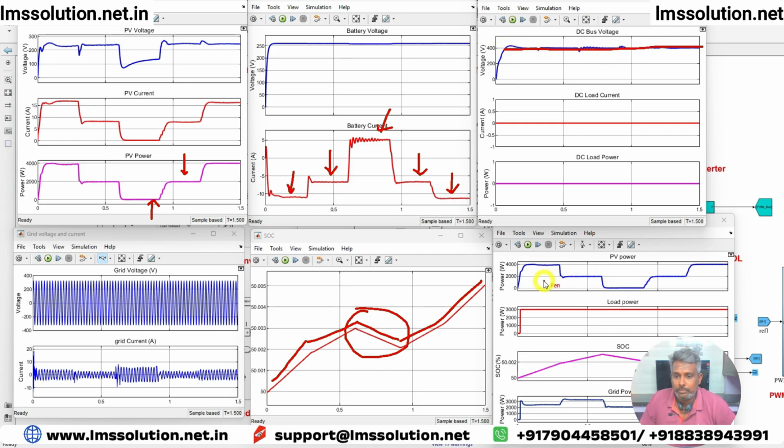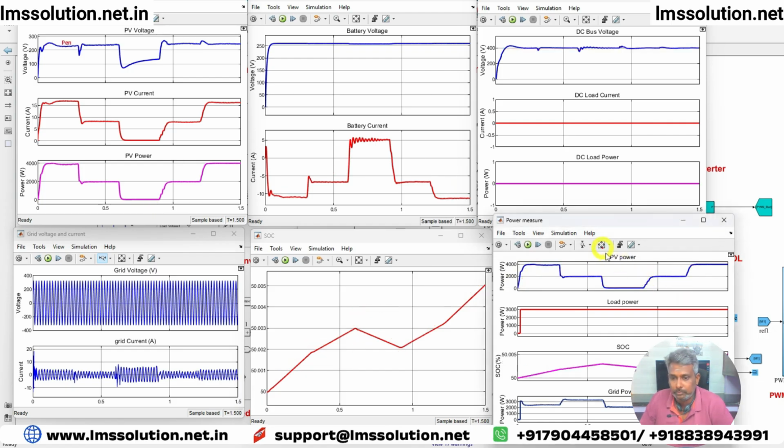And finally here you see the variation of PV power for every change in the irradiation. And then here you see that this is load power, this is SOC of the battery, and then grid power. So grid power is changing according to the change in this. That is the working of this model.